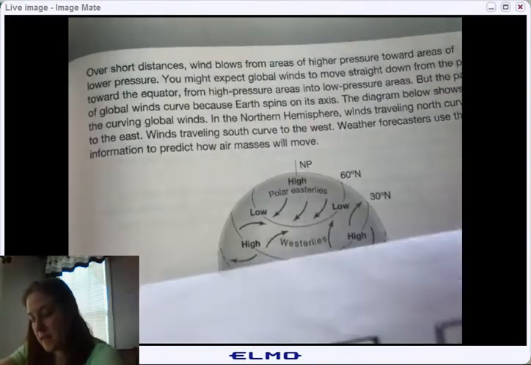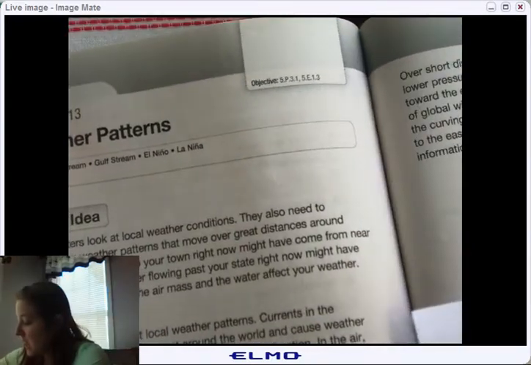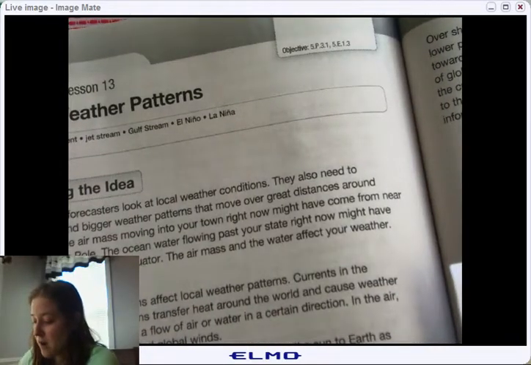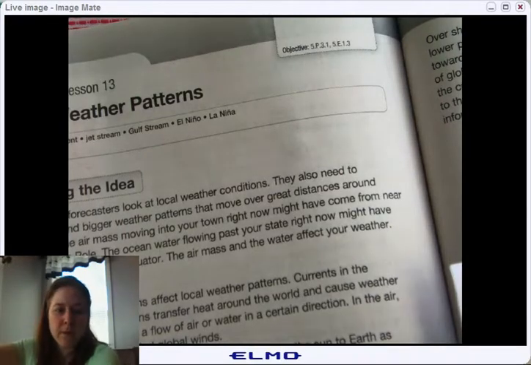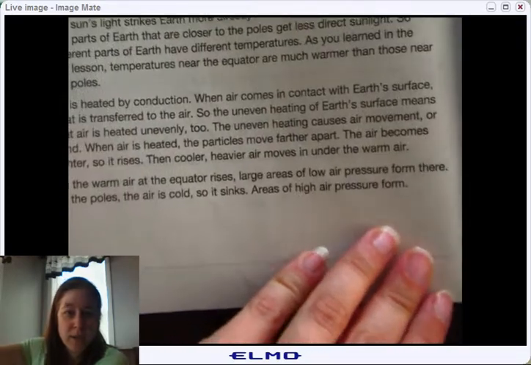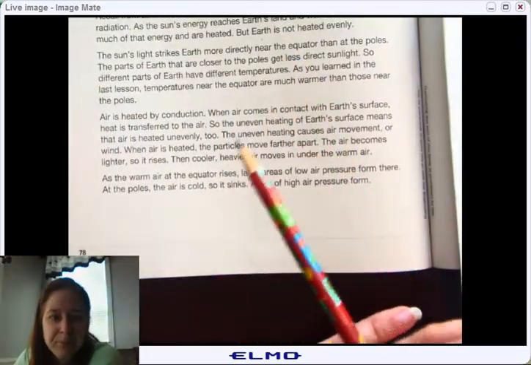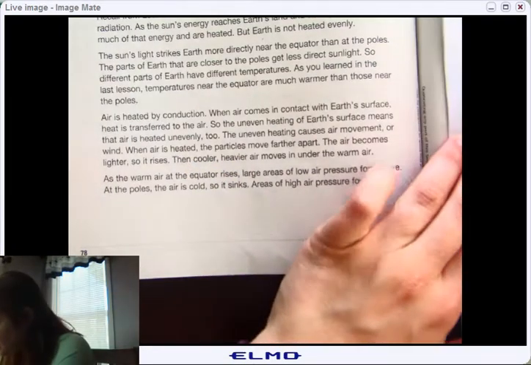Okay, guys, the answer to this one: it says energy from the sun is transferred by radiation to the Earth's land and water, causing blank heating. Think about what kind of heating. Oh, I'm sorry, you can't see. No wonder. I should have looked up. The heating is what? Right there. Uneven.